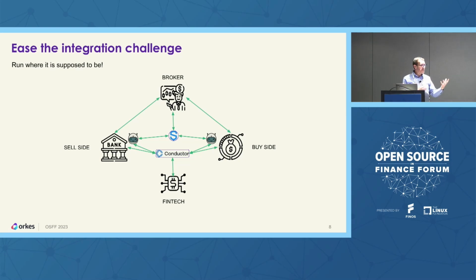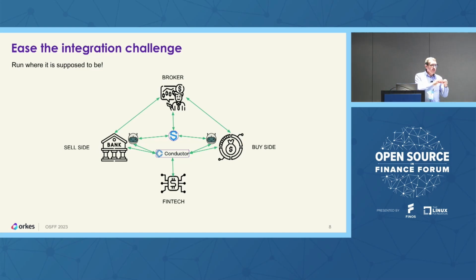So if there is a task for a workflow that is shared by your buy side and a sell side, if there is one task that has to be executed by your sell side, it will be executed there. If there is a task that has to be executed on the buy side, it will be executed there as well. No need to whitelist.